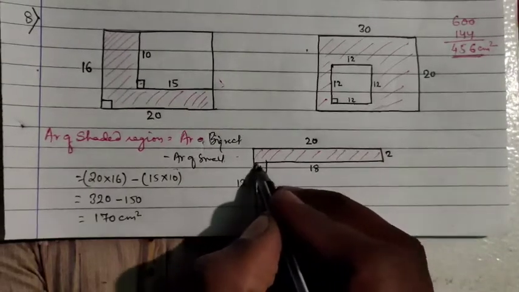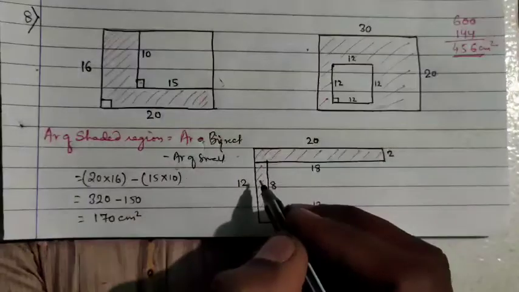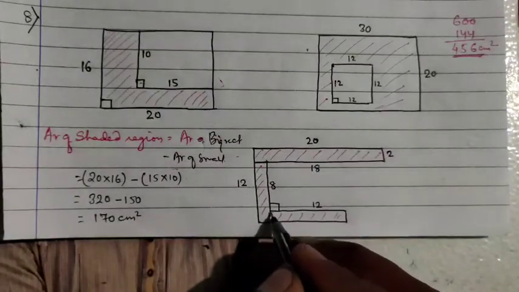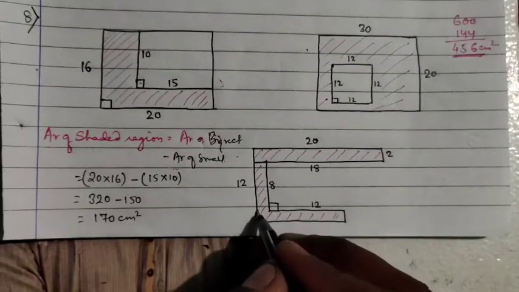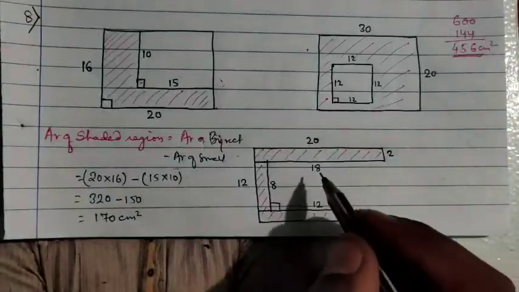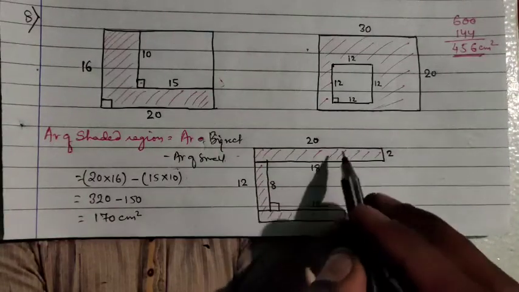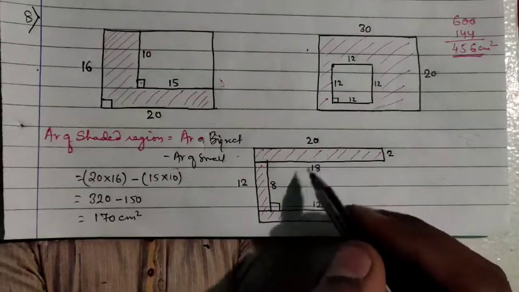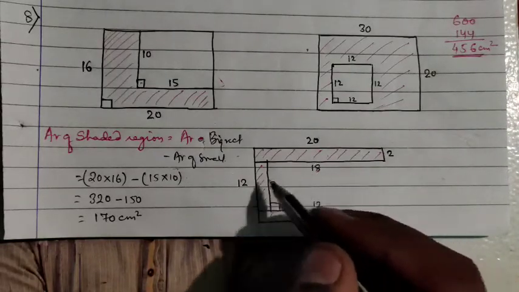Here I am making a line. This is the first figure. Here also I am making a line. This is the second figure. Now this figure is being divided into 3 figures, first, second and third, and we will separately calculate the area of all these 3 figures.